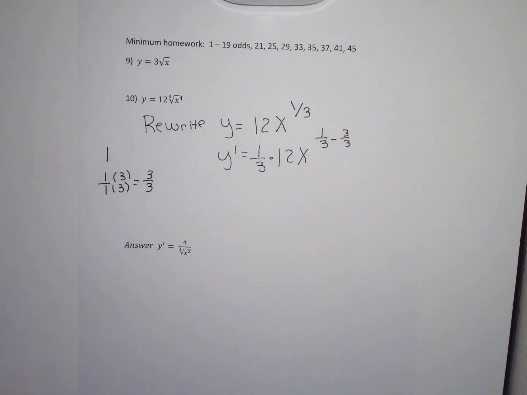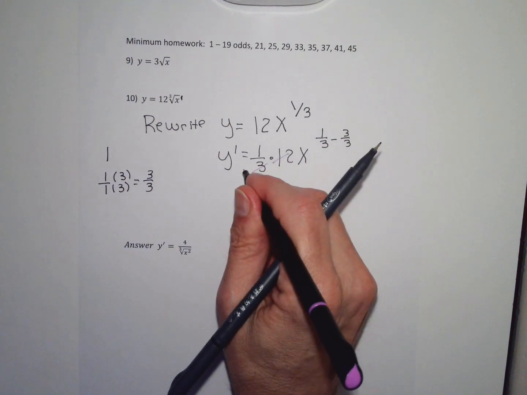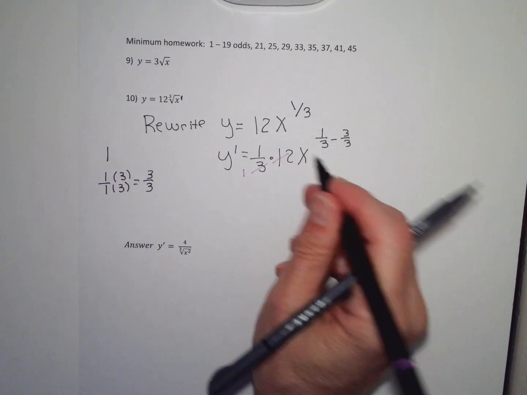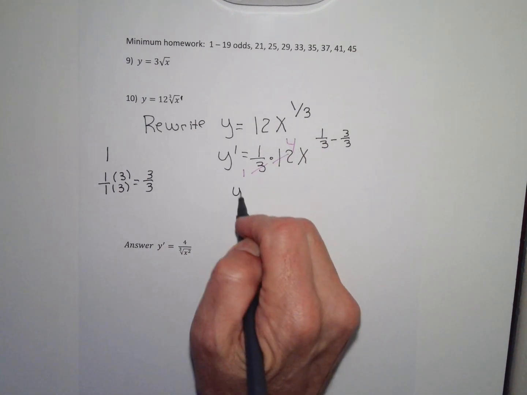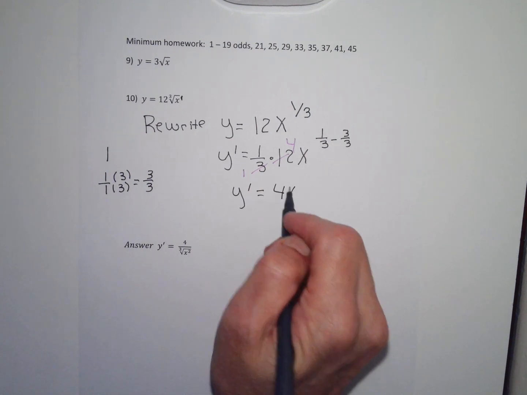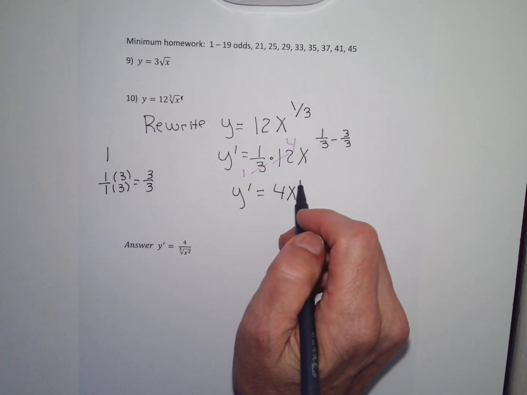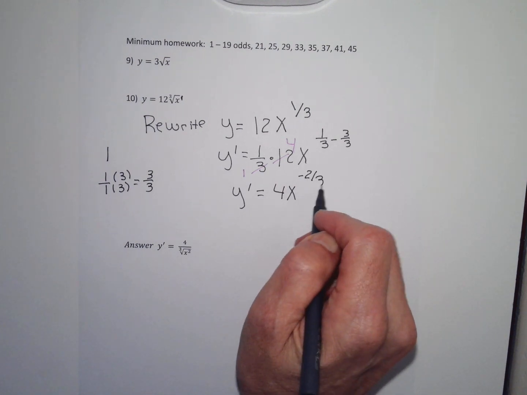And then in terms of simplifying, this 1/3 cancels with the 12. The 3 becomes a 1, so I don't get a fraction as my coefficient. The 12 turns into a 4. I'm left now with the derivative is 4 times x, and when I subtract the exponents, I get 1/3 minus 3/3, which is negative 2/3.